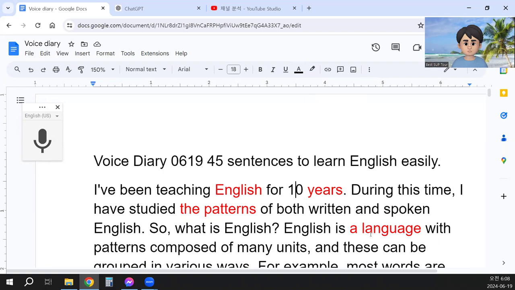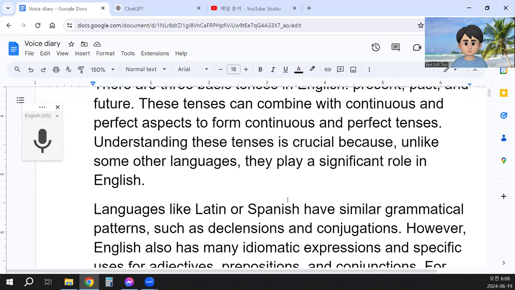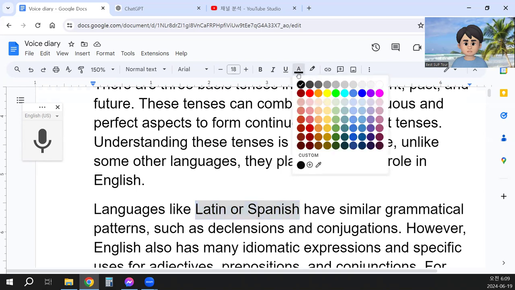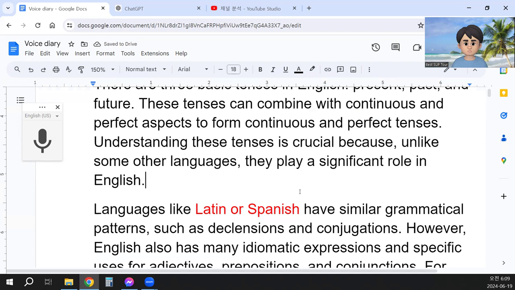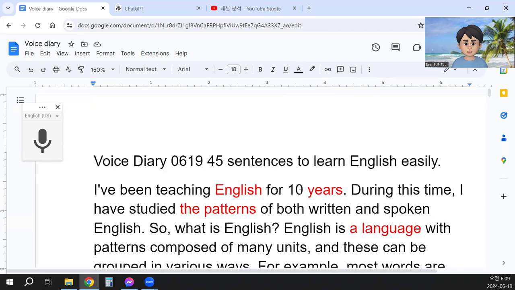If we use these properly with the noun, all nouns can be used like that: plural, with the article a or an, or the definite article the. For example, Latin or Spanish is without any article. The noun itself is used as a common noun, and most nouns can be used with the, which is very important.